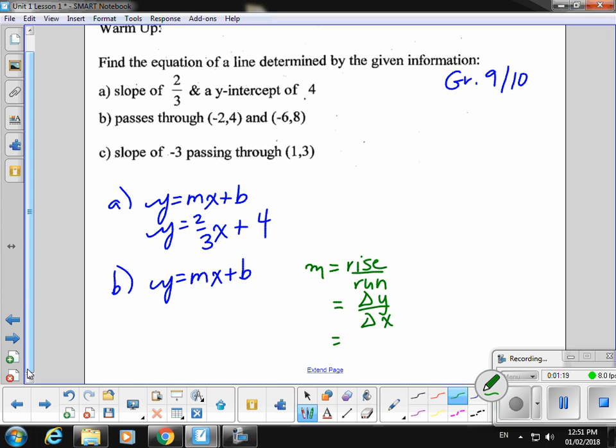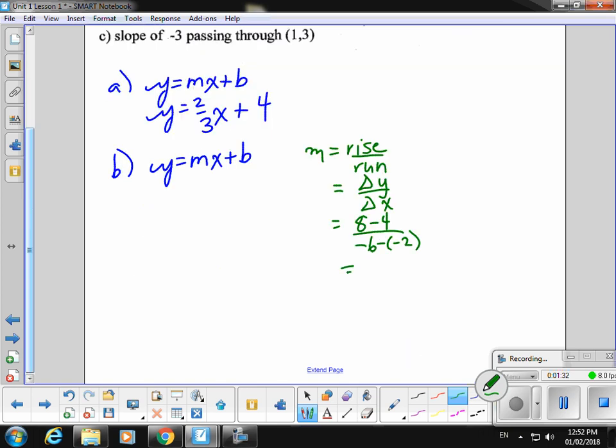So in the order point A and B, we have our rise as 8 subtract 4, and our run as -6 subtract -2, for a slope of 4 over -4, which is -1.